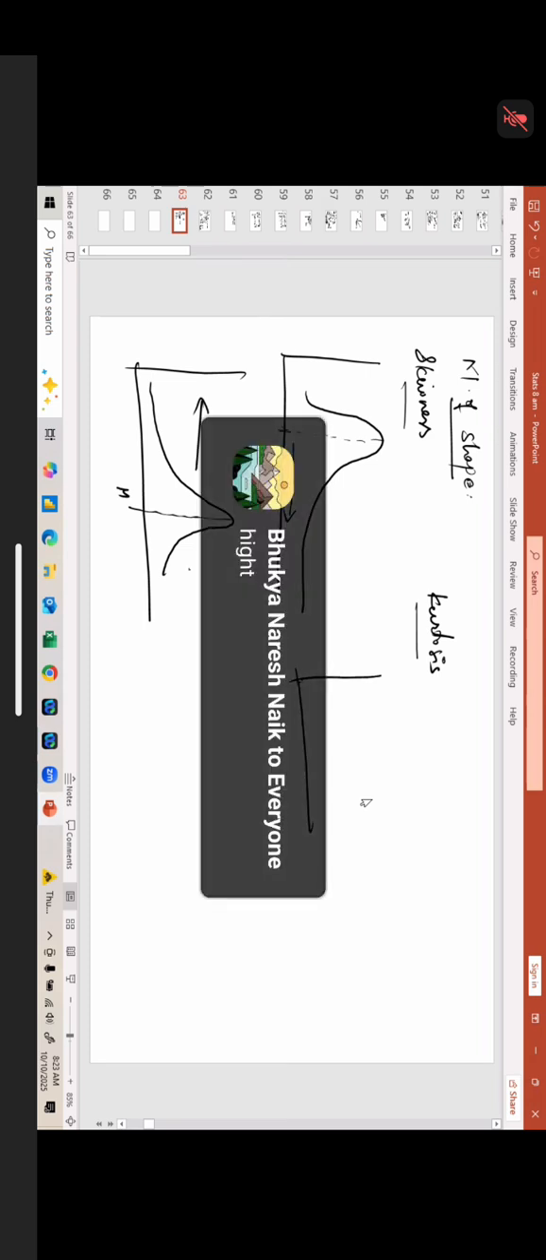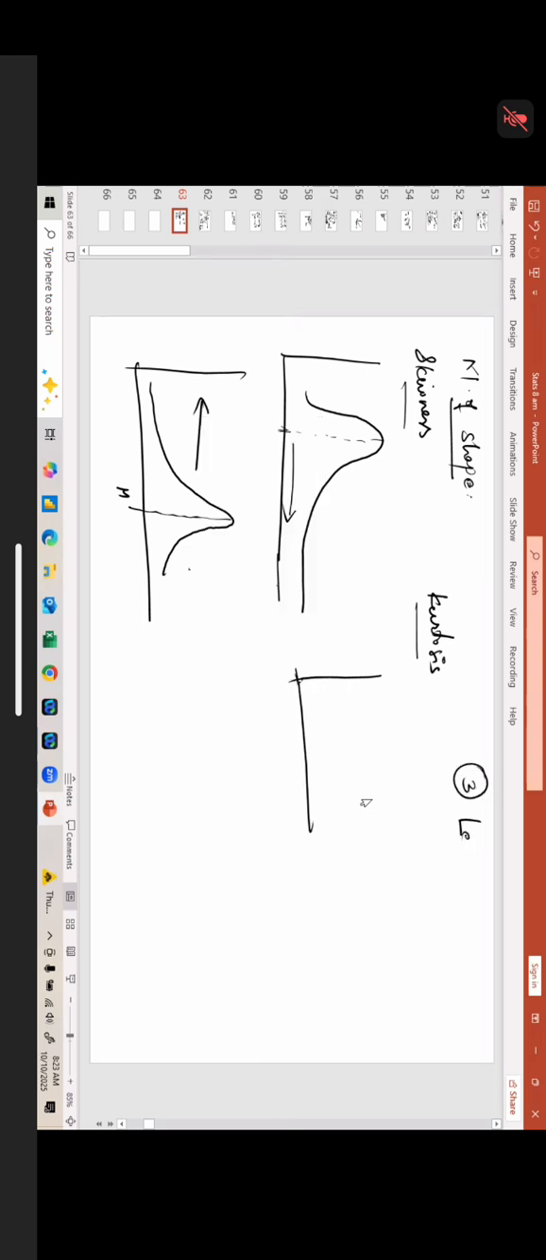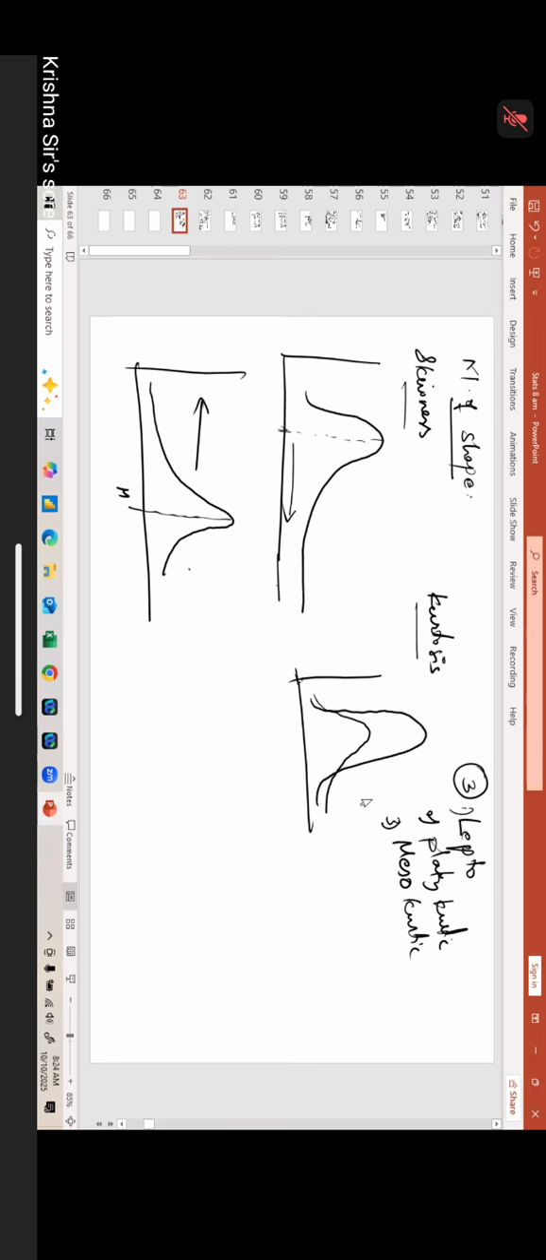How many things do we have in kurtosis? Three. What are they? Leptokurtic, platykurtic, and next, mesokurtic. What are these things? This is our normal distribution. Another one is this one. Next, another one is this one. Which one is mesokurtic out of these three? 1, 2, and 3.